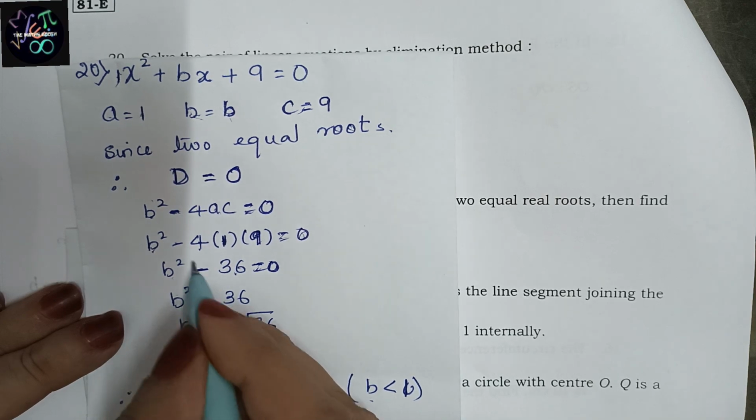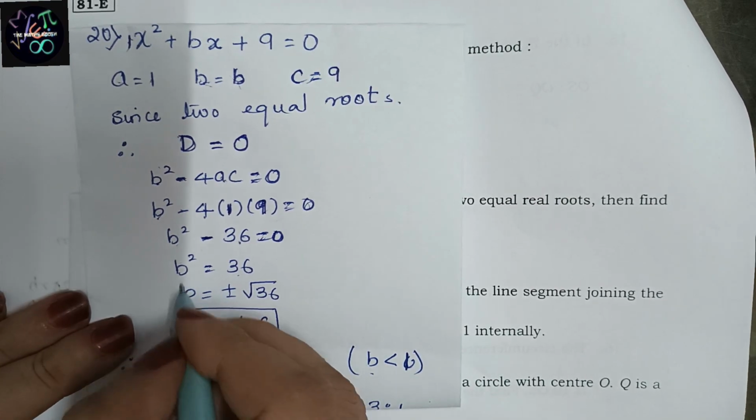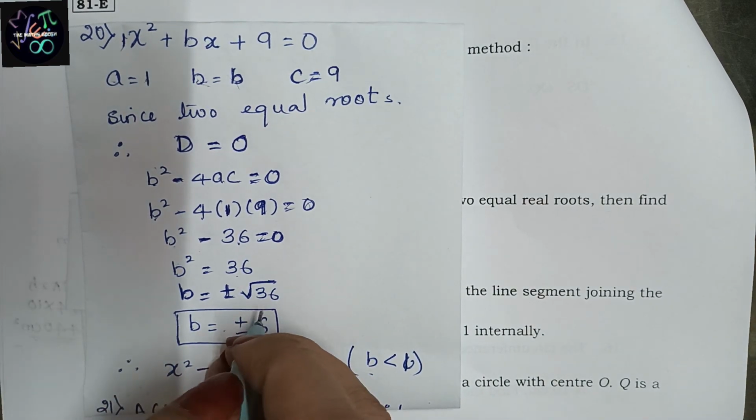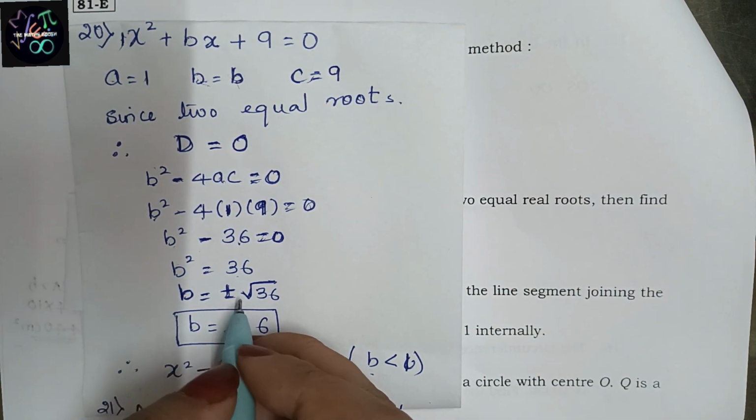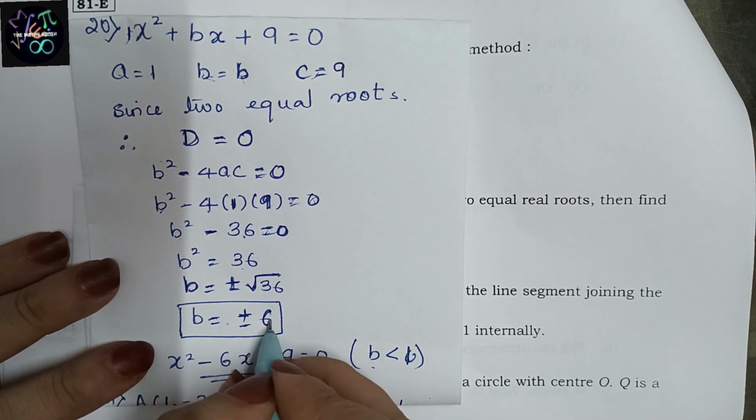b square is equal to 36. If I take this to the other side, minus 36 becomes plus 36. b is equal to plus and minus root 36. Why? Because it is a quadratic equation, so two roots, plus and minus. b is equal to plus and minus root 36, which is 6.